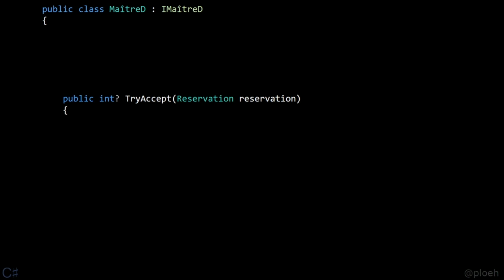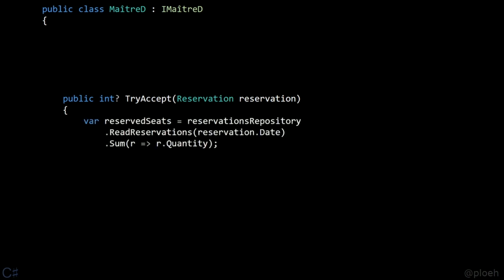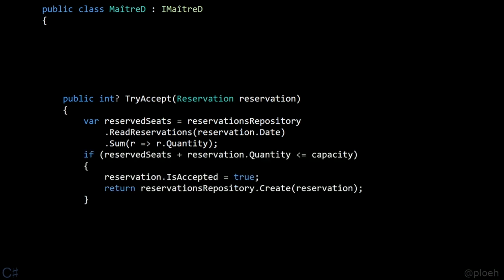So the way we might implement this is we'll call a reservation repository, read the reservations for that particular date, and do a sum over all the quantities. And that gives me a number of reserved seats for that particular time slot. And then I can make a decision, and that's pretty straightforward. I can say, well, if the number of already reserved seats plus the reservation quantity is less than or equal to some capacity, which is another number, I can accept the reservation, and I can call reservations repository create, and that creates a new row in the database, and it returns the ID of that new row, and I can return that ID. And otherwise, I'll just return null, something like that.